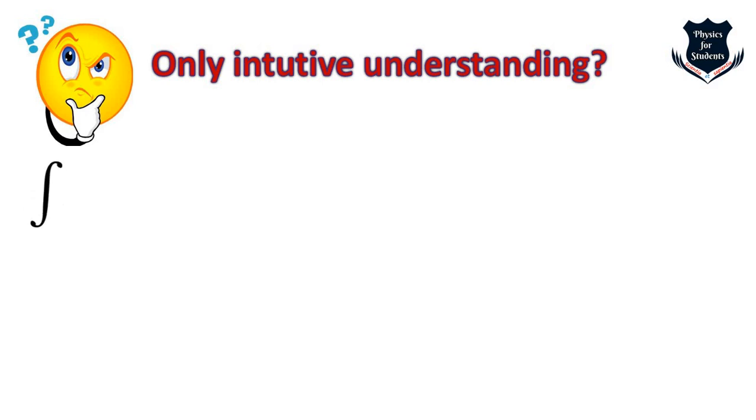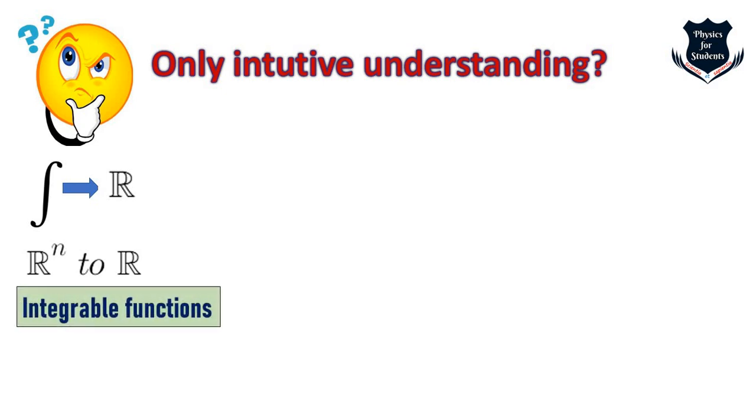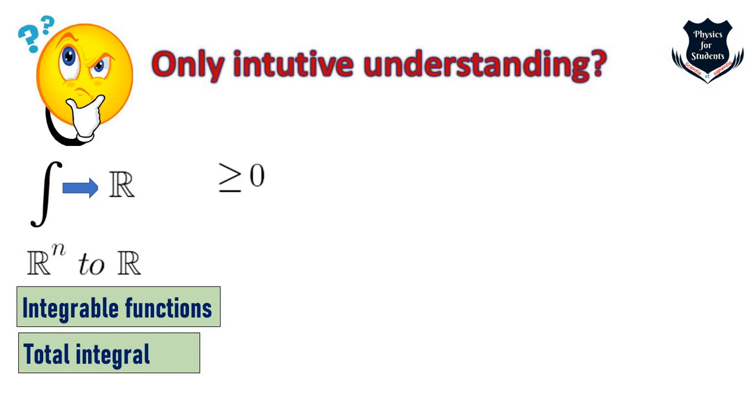This is actually a partially defined operator which assigns a value in R to some functions which go from R^n to R. I don't need to explain, I think things are quite clear. What we call them are integrable functions, and we assign them certain values which are called the total integral. And if an integrable function is everywhere greater than or equal to 0, then the integral is also greater than or equal to 0.